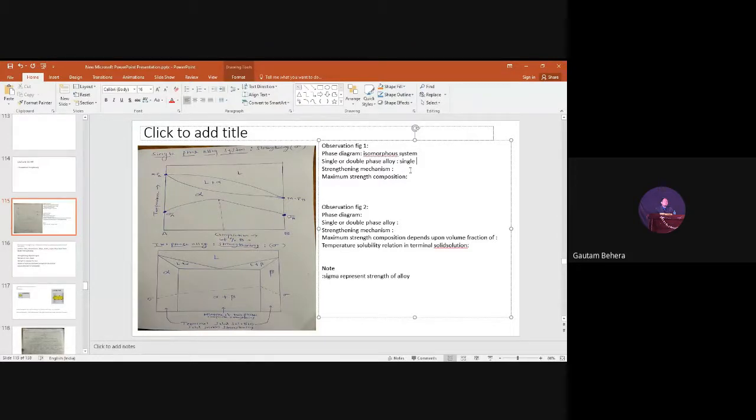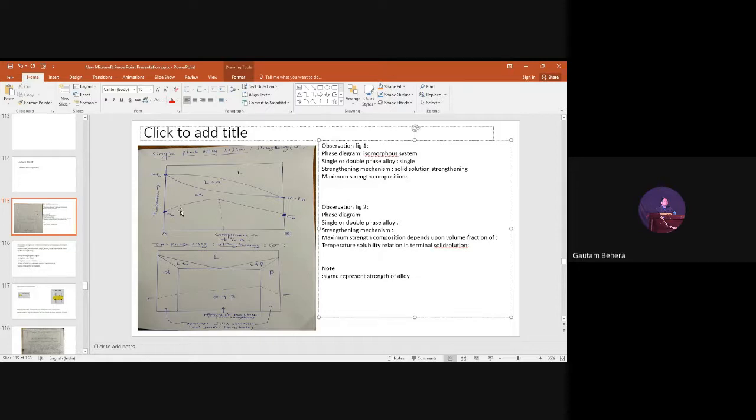So what will the strengthening mechanism be now? Tell me quickly. What is the name of the strengthening mechanism? Substitution and solid solution. Solid solution strengthening. Yes, strengthening due to formation of a solid solution. Very good. Done. Then now, the maximum strength composition.